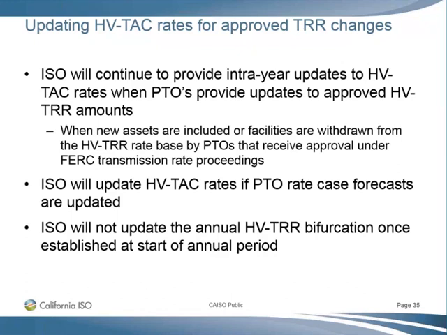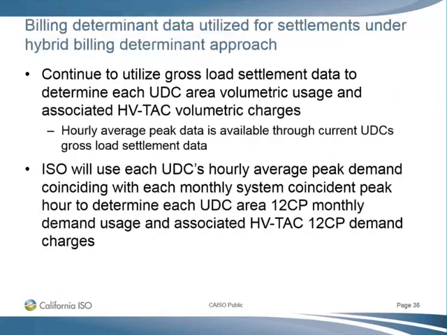The idea with this bifurcation being established and set only once is to continue to reflect the prior historic period's system load factor, so that we can continue to reflect the amount of the TRR that should be calculated and collected under the volumetric versus the peak demand component. So that is that on that slide. Let's keep going through this.